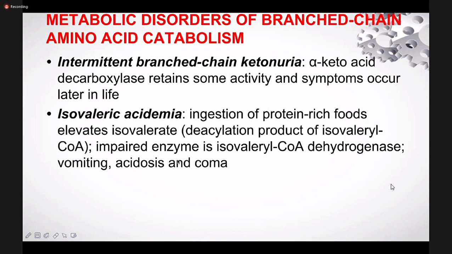Then we also have isovaleric acidemia. So what happens is the ingestion of protein-rich food elevates isovalerate. The impaired enzyme here is isovaleryl-CoA dehydrogenase, and this results in vomiting, acidosis, and coma. So those are the presentation of the patient.